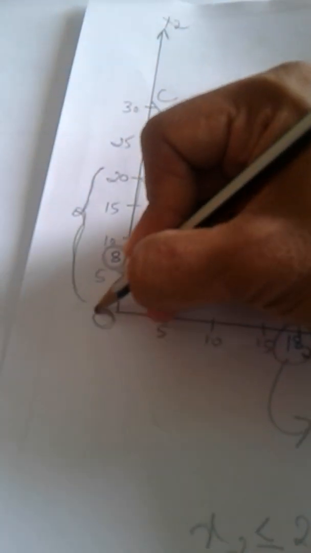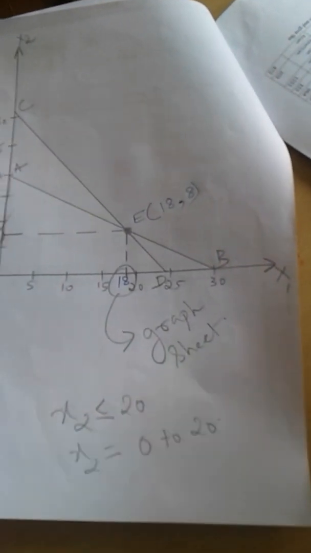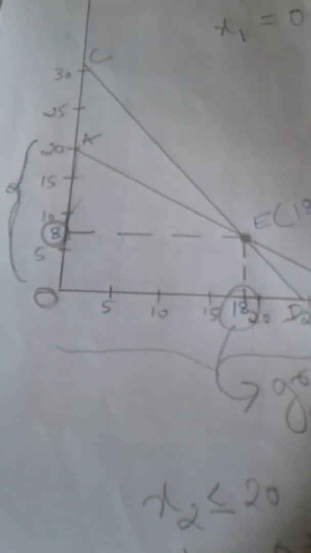0 is here, 20 is here. Okay, so x2 should be between 0 and 20. Alright, now what was point B? Point B was nothing but x1 smaller than or equal to 30. That means x1 is equal to 0 to 30. Okay, so again this is the required area.